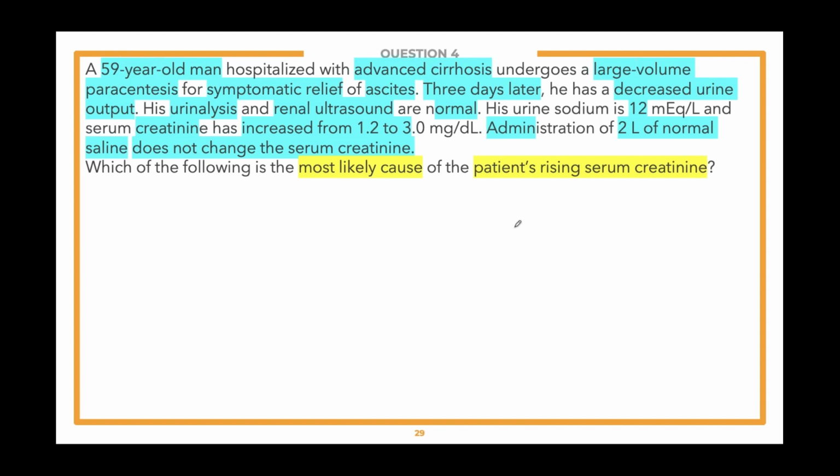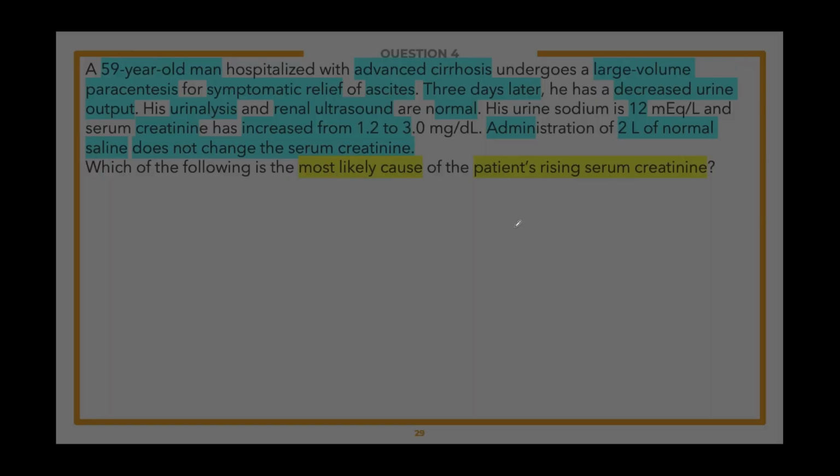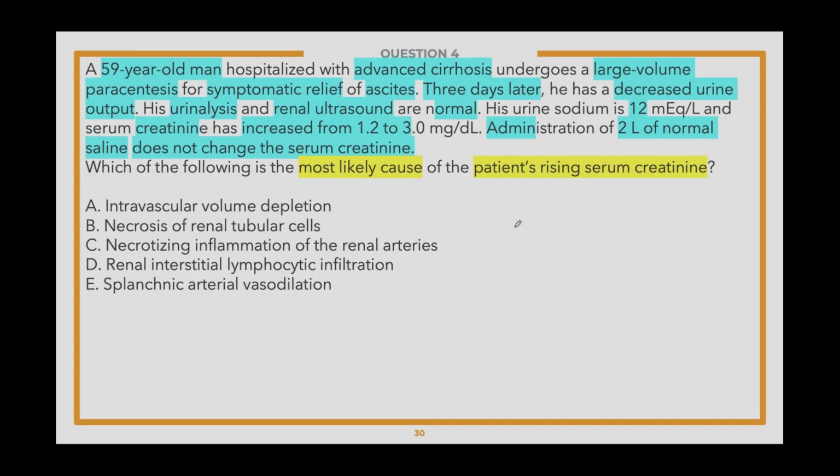So let's take a look at those answer choices. And once again, we'll start at the bottom and work our way up to the top. Answer choice E, splanchnic arterial vasodilation. D, renal interstitial lymphocytic infiltration. C, necrotizing inflammation of the renal arteries. B, necrosis of renal tubular cells, and A, intravascular volume depletion.